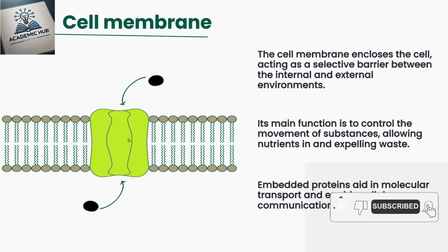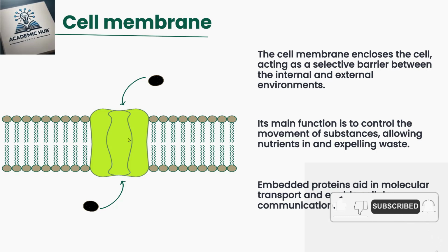Next is facilitated diffusion. Larger or polar molecules that cannot diffuse through the lipid bilayer are assisted by channel proteins or carrier proteins. An example is the transport of ions such as sodium and potassium, which are essential for nerve impulse transmission and muscle contraction. Ion channels in the membrane open and close in response to electric signals, allowing these ions to move in and out of the cell rapidly.